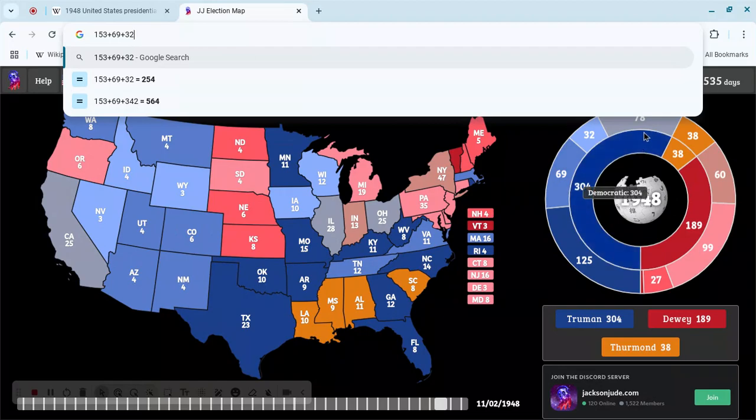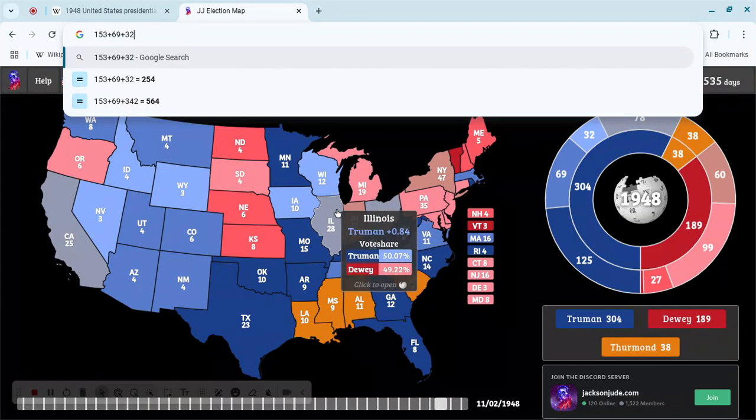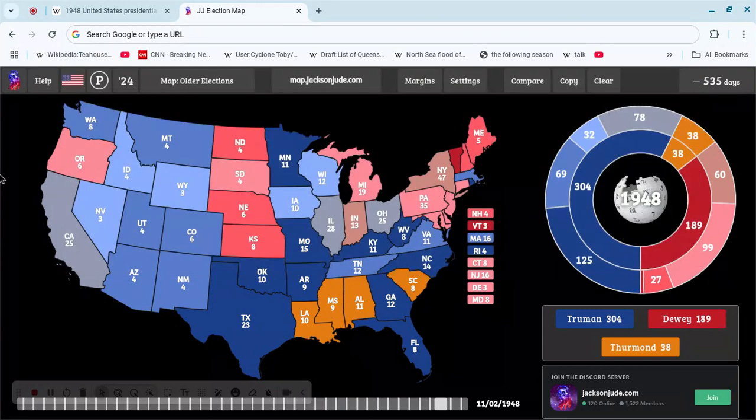So now, winning Illinois, which is the safest of all the tilt states, at 0.84% guarantees Truman the victory. And actually, wait. That could still mean Illinois at 0.84% is still a tipping point state. I just realized that. There's got to be no way. There's actually got to be no way.